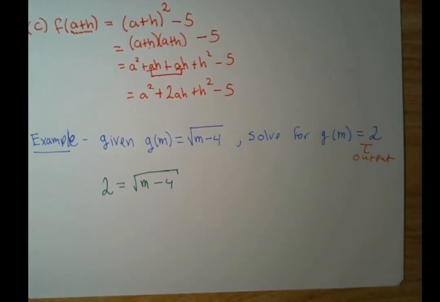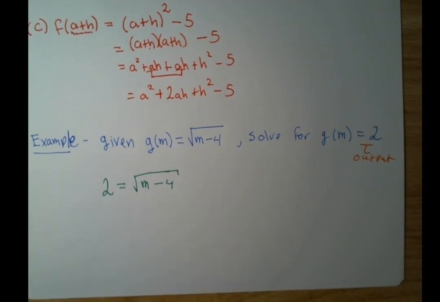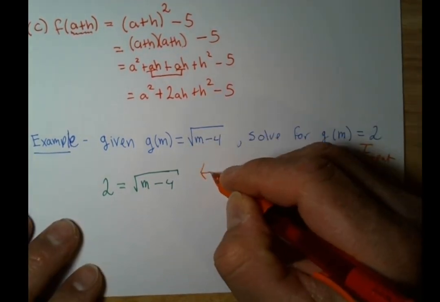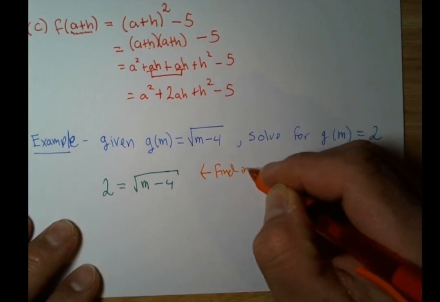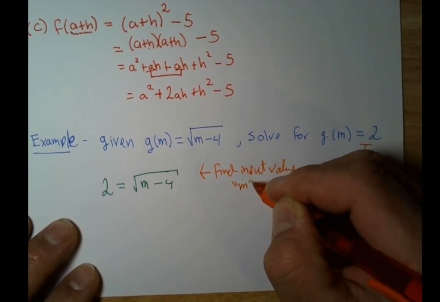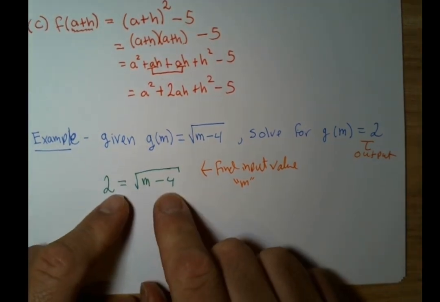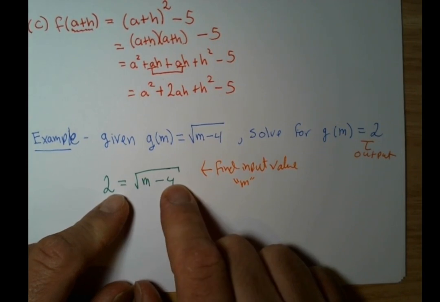Okay, so here we have this function. Now when it says solve, what it's asking me for is the input value that gives me this result. So in this case, the problem now becomes: find the input value m. Okay, so square root of m minus 4, how do I solve for m?